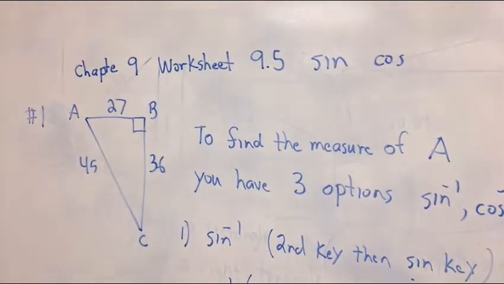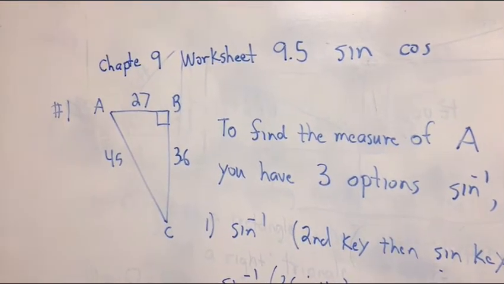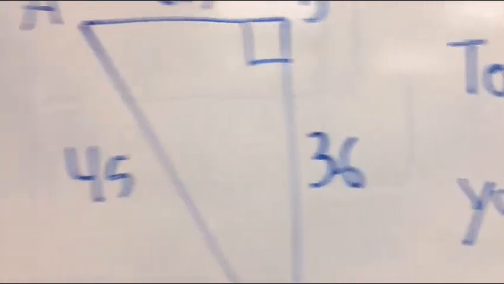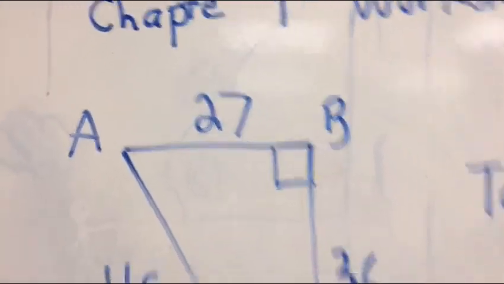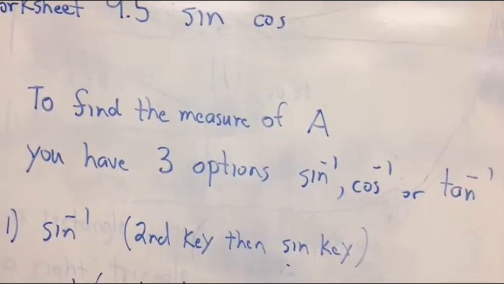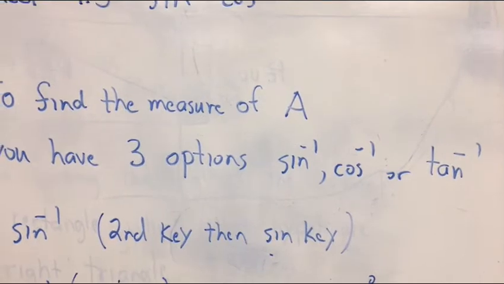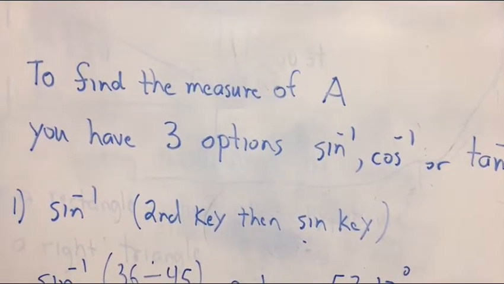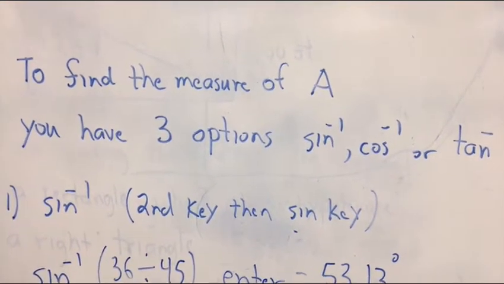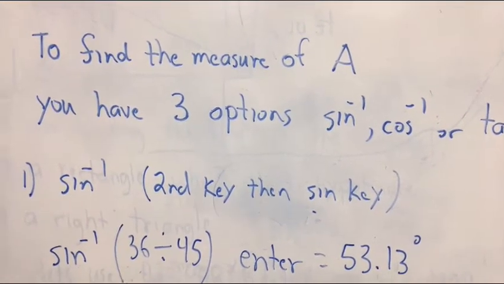All right, so number 1 on your worksheet shows a right triangle with legs 27 and 36 and a hypotenuse of 45. To find the measure of angle A, and I'm just going to pick A, we could do angle C also. You have 3 options. You can use any one of your sine, cosine, or tangent ratios to find the measure of angle A. However, being that we know the length of the sides, we're actually going to use the arc sine, arc cosine, or arc tangent, or inverse sine, inverse cosine, or inverse tangent as our text refers to them.